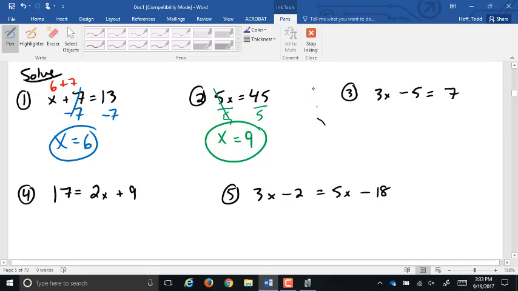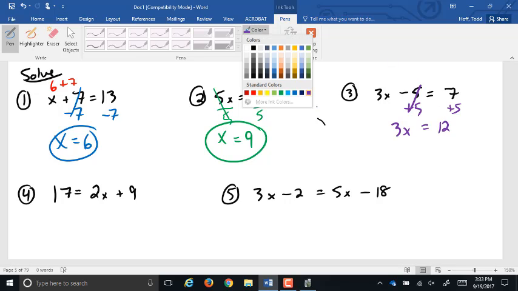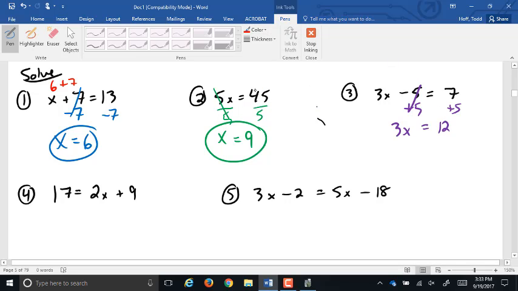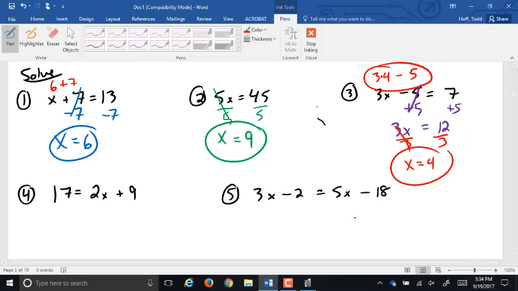Where do we start? We're going to add the 5 to both sides. So 3x equals 12. And then what? Divide by 3. So x equals 4. And again, you could go back and replace x with 4. And you could do your order of operations to make sure that side comes out to be 7. So it's the same value on both sides of the equation.